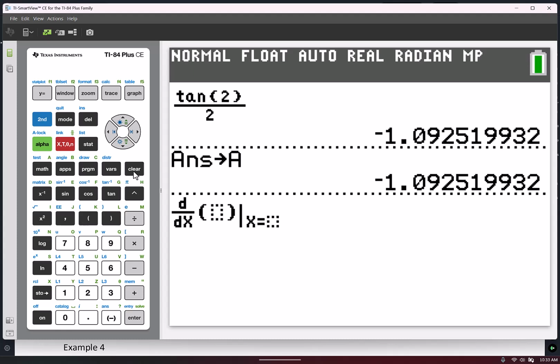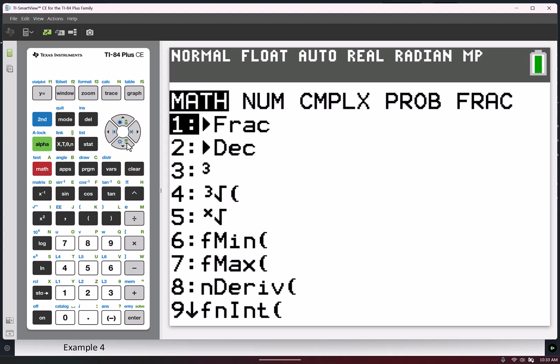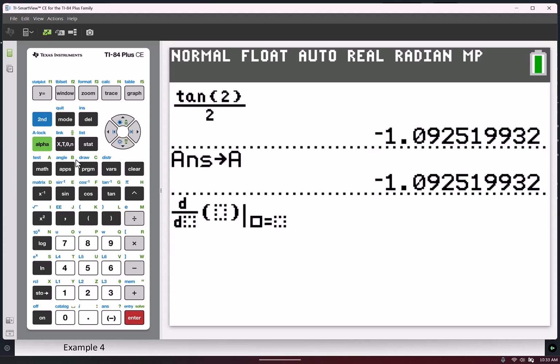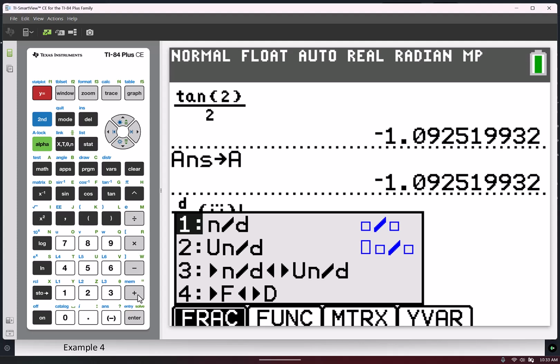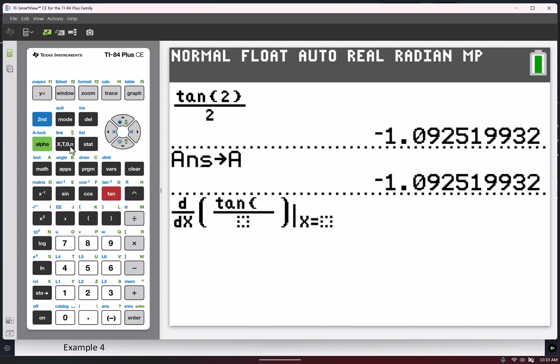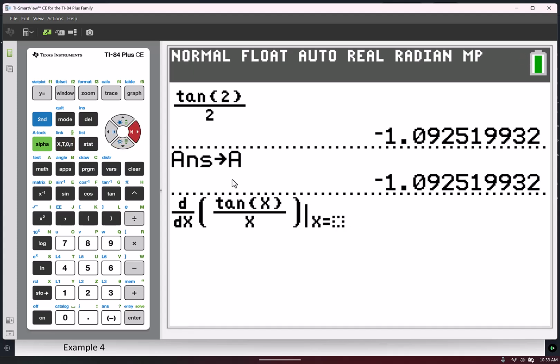Okay, I'm going to do it again. Math, and then you see it, number 8. Push enter, and then put x right here. And then in here, you're going to put tan x over x. Don't put the number because it's going to get 0, because derivative of constant is 0. Alpha y equals, enter, tan x over x. And I have the value, actually at x equals 2, so I don't need that right there. Just put 2 right here. At x equals 2, that's where I want the derivative. So I'm going to push enter.